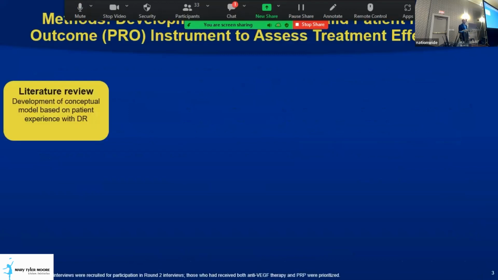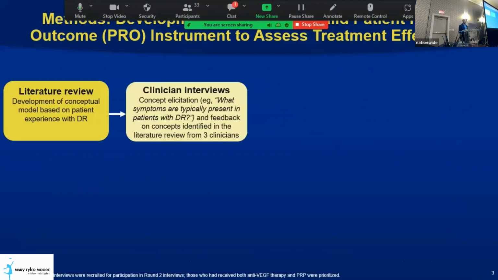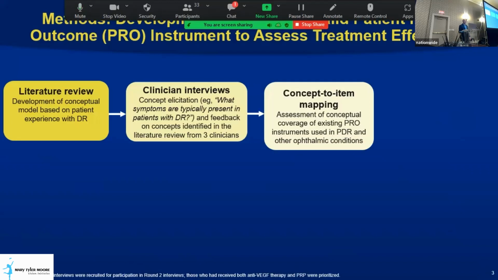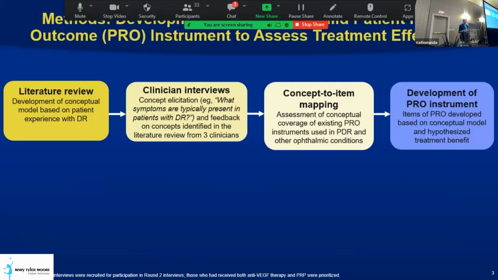So we first did a literature review to identify qualitative research that describes the patient experience with DR. We used this information to develop a preliminary conceptual model of disease. We then interviewed 3 clinicians to do a concept elicitation and get additional feedback on concepts identified in the literature review. We identified existing PRO instruments used in PDR and other ophthalmic conditions, and we selected key ones that we identified as being relevant to map against the preliminary conceptual model of disease. And this informed the development of a draft PRO instrument.